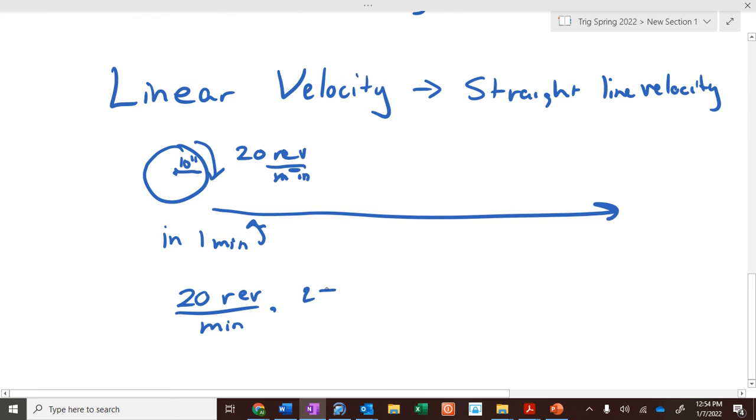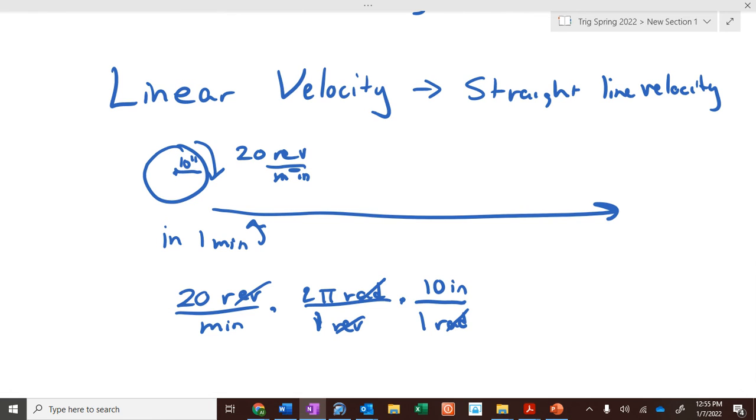Okay, so we multiply by 2 pi radians over 1 revolution. The revolutions cancel, so I get radians per minute. Then I have to get inches involved. Well, I know the radius of this wheel is 10 inches. That's how radians cancel out, because they're involved in the radius.